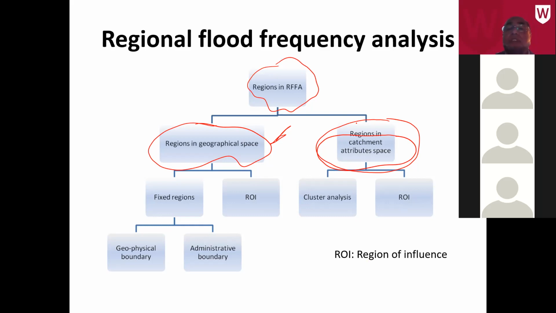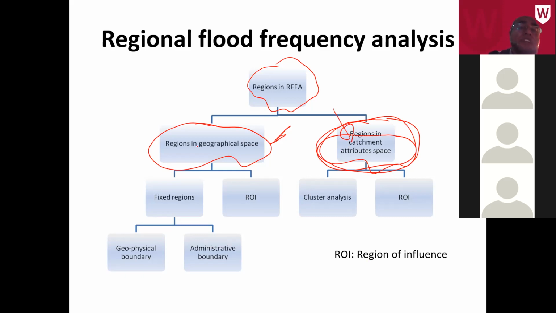But the problem is the flood response depends on a number of characteristics. It is not only one characteristic, but it depends on the size of the catchment, slope, forest cover, soil characteristics, shape of the catchment, and so on. So it becomes complex because it's a multi-dimensional problem, not a one-dimensional problem. That's why forming regions in the catchment attribute space is more complex, but there are techniques for doing it.